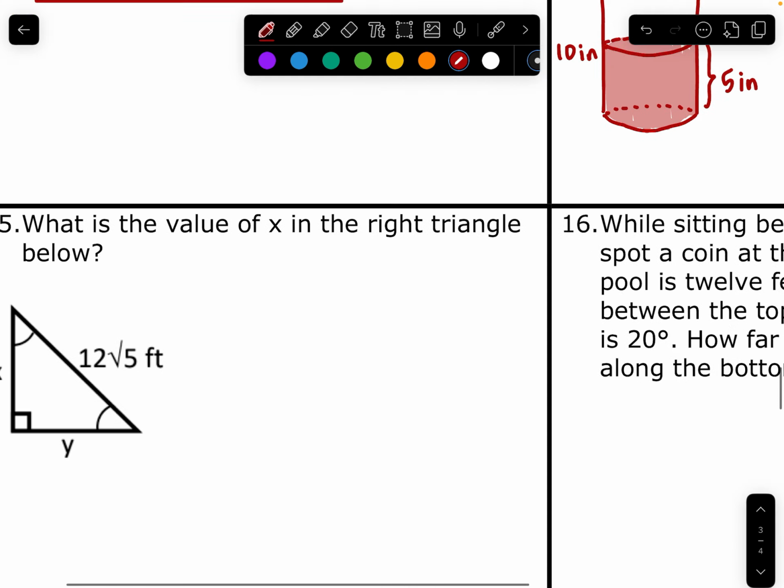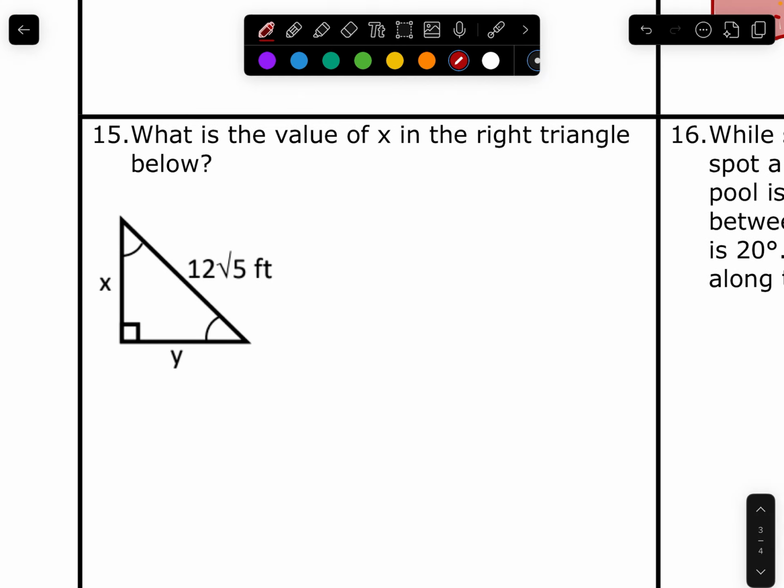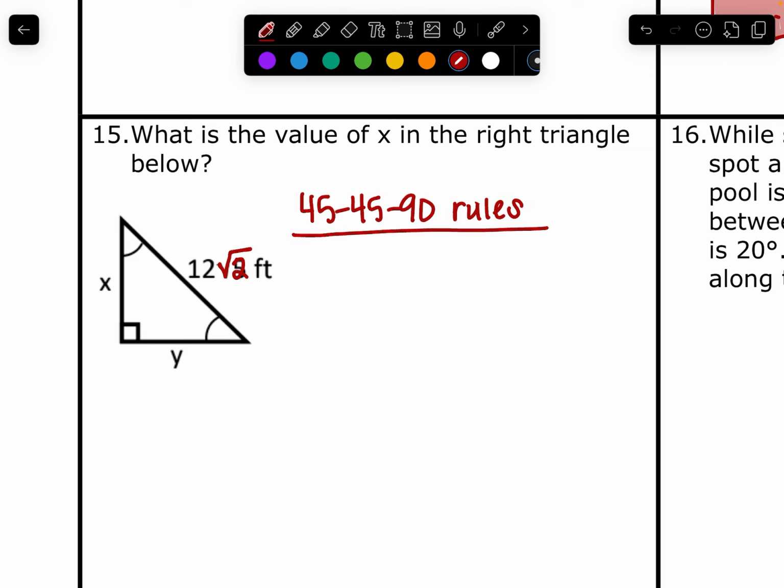All right, next number. What's the value of x? There's a mistake on this one. Let's make this the square root of 2. So this is a special right triangle, a 45, 45, 90 triangle. We're going to use the 45, 45, 90 rules, which state that the hypotenuse divided by the square root of 2 would equal one of the legs. So the hypotenuse is 12 square root of 2. We're going to divide that by the square root of 2, and that'll give us 12.